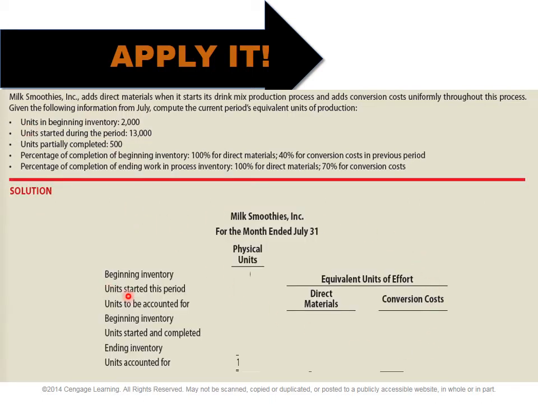This part needs to be filled out. We know beginning inventory is 2,000. We started 13,000. So that means that we've touched 15,000. 2,000 in beginning inventory, starting completed 12,500, ending inventory 500. And then we'll go through and fill out this chart. So again, it's to your advantage to pause and try to practice this problem before you look at the answers on the next slide, which is where we'll go now.